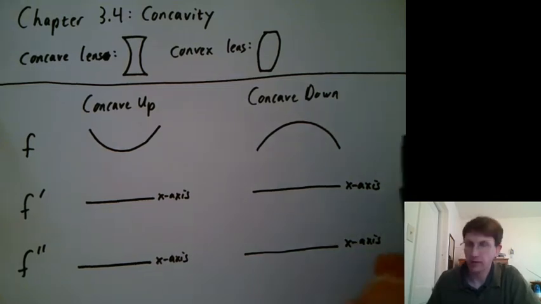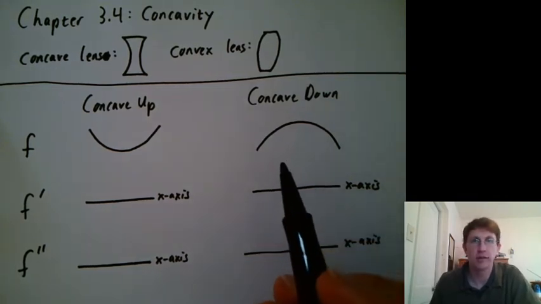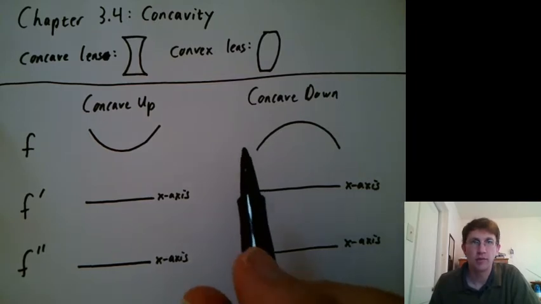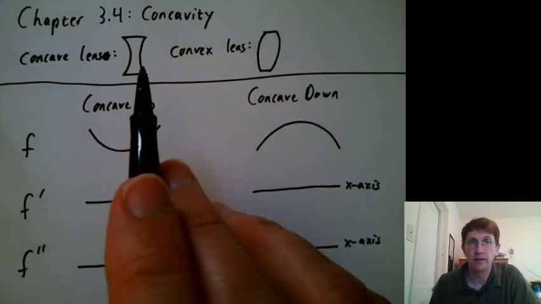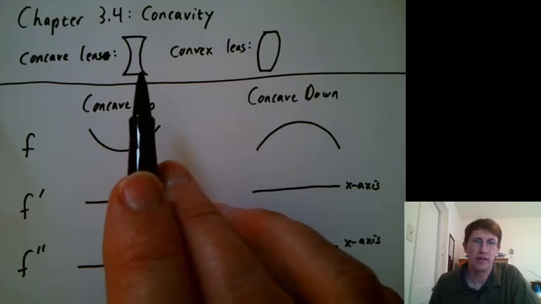Chapter 3.4 is about concavity of functions, which is a really important concept. Let's briefly review some terminology. A concave lens has a shape like this, which is actually kind of rare.